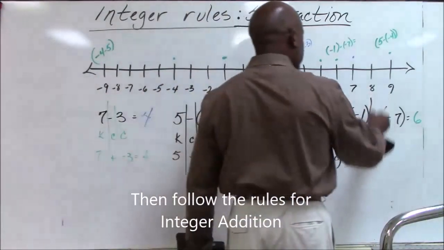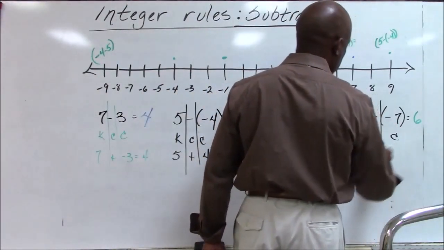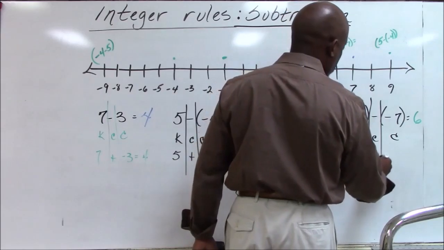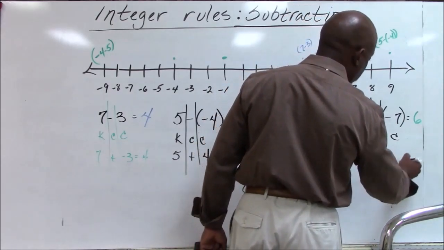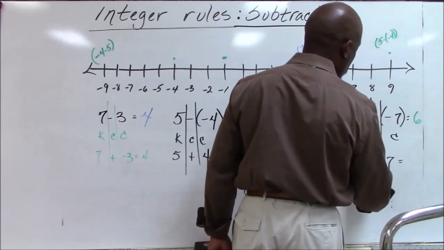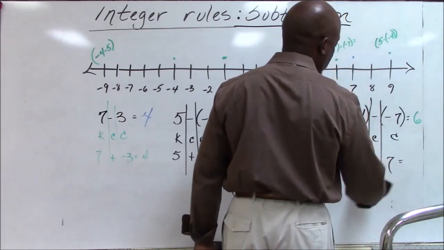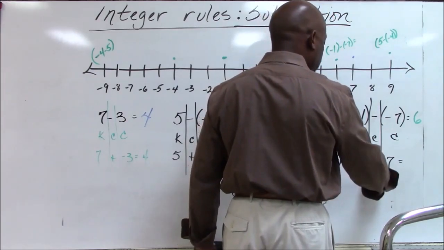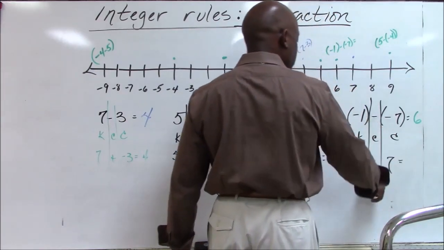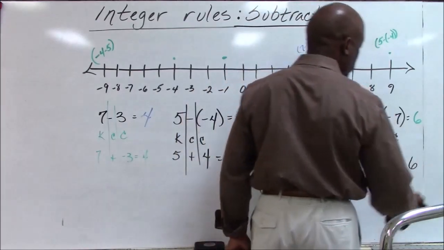We keep, change, change. Keep -1, change subtraction to addition, -7 to its additive inverse, which is 7. -1 plus 7, the rule is keep the sign of the higher absolute value. 7 is greater than 1. 7 is positive. Our answer is going to be positive. 7 minus 1 equals 6.